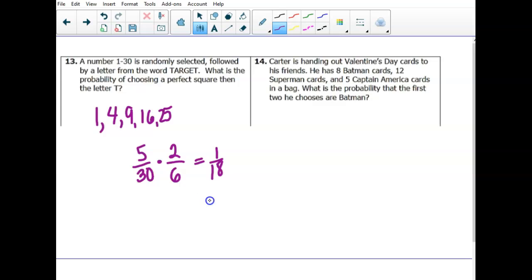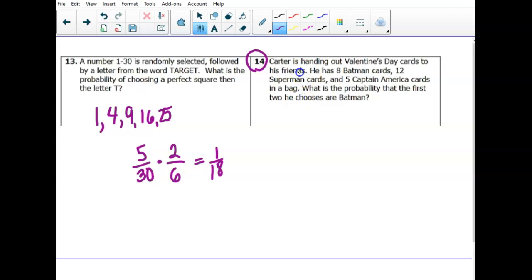Did anybody get that? The idea here, though, is that they were independent. It's not like the denominator was decreasing. It's not like when you draw a card, leave it out and then draw another card.